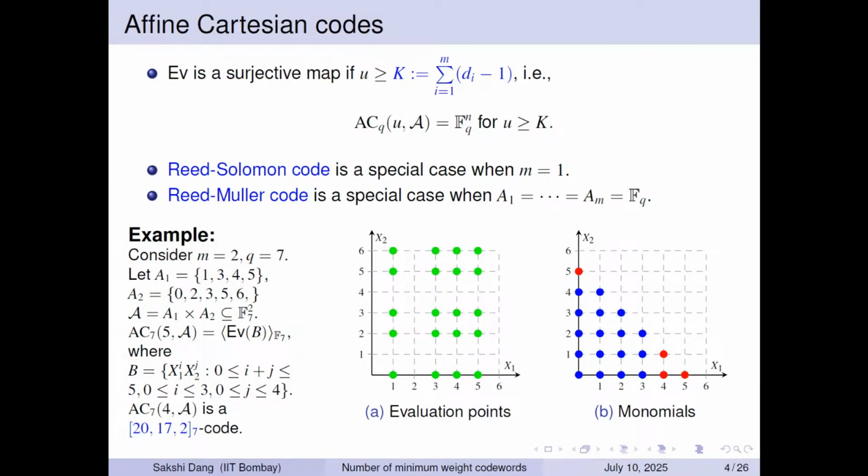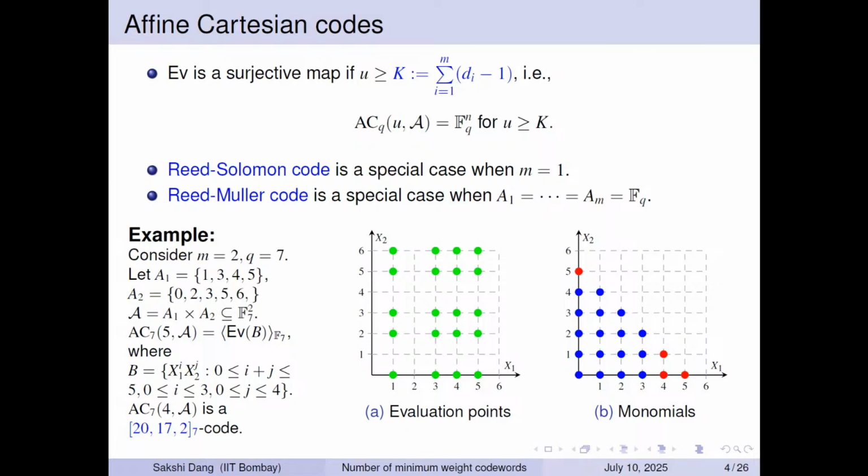Whereas this triangle corresponds to the Reed-Muller code when we evaluate at all the points of this space. So this becomes a code of length 20, where 20 is the number of green dots, the dimension 17 corresponding to the blue dots, and the minimum distance is 2, which is not actually represented here in the graph but can be understood from the graph itself.